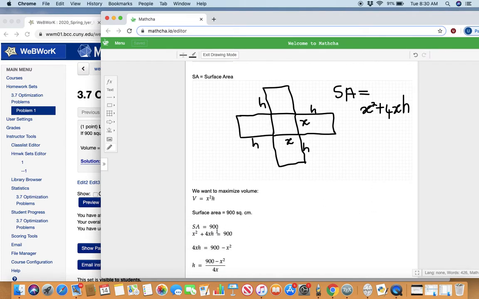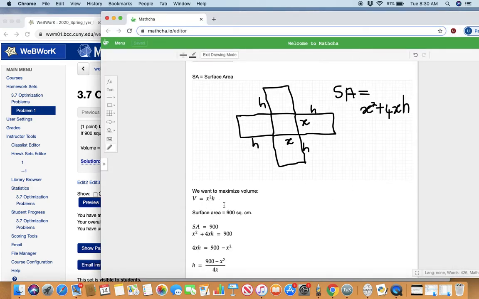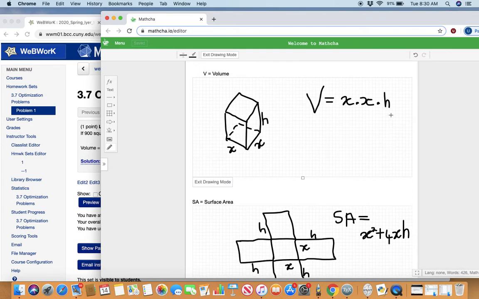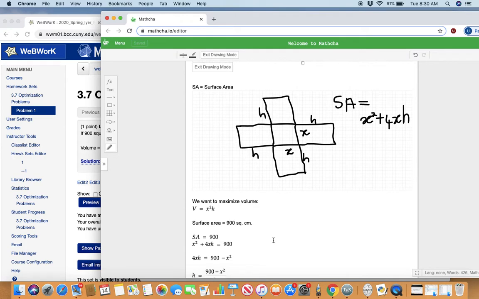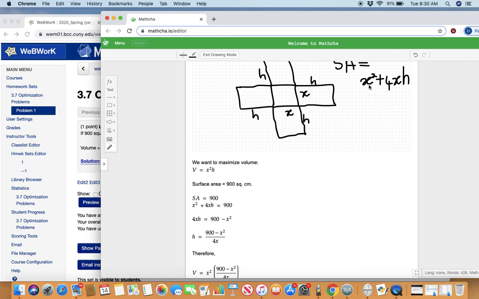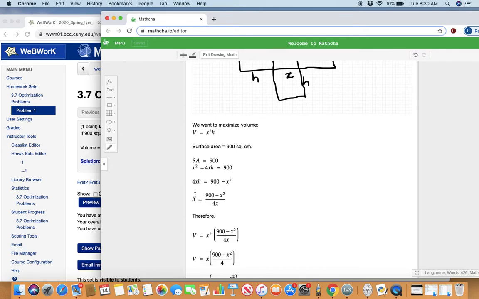What do we know? Surface area is 900 because that's how much material we have, 900 square centimeters. So volume is x squared h and surface area is 900 square centimeters. So now let's start playing with this. x squared plus 4xh is 900. So I will move the x squared to the other side. I have 4xh equals 900 minus x squared. h is 900 minus x squared all over 4x.